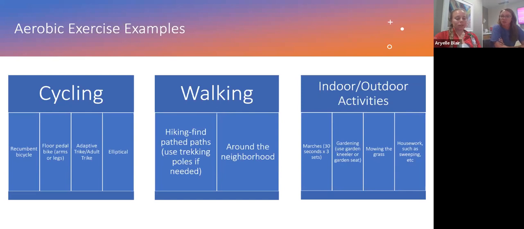Gardening is another great one. On Amazon, again, there's garden kneelers or garden seats to adjust for people that really like to garden but have trouble getting up and down from the floor or to the ground. Mowing the grass is great if you feel like you can safely do it. And other housework like sweeping, vacuuming, etc. really gets the heart rate up, and it's great.